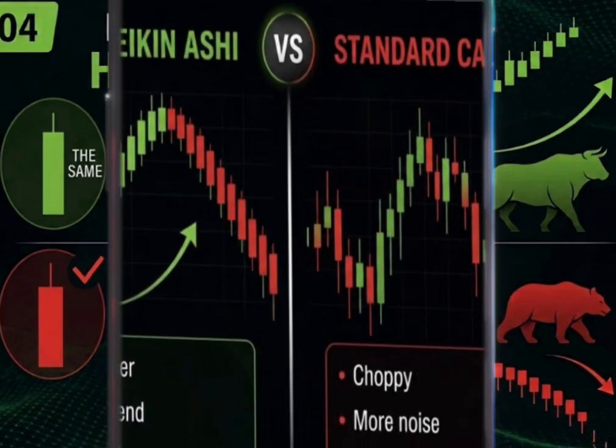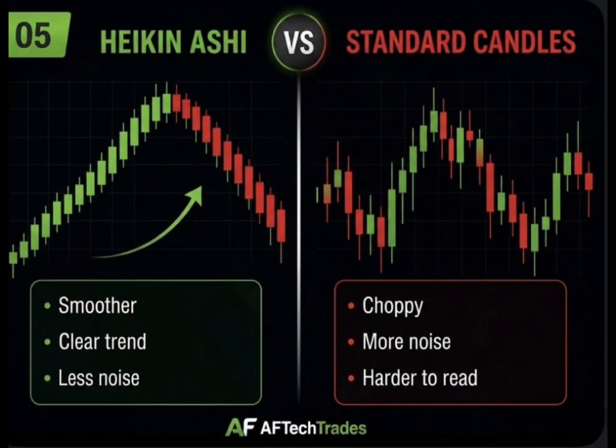Now let's talk about standard candlesticks. These are what most traders use. And while they show more detail, that detail comes with a problem: noise. Standard candles show every spike, every rejection, and every fake move. Because of that, many traders get trapped. They enter too early, exit too late, or end up trading based on emotions.